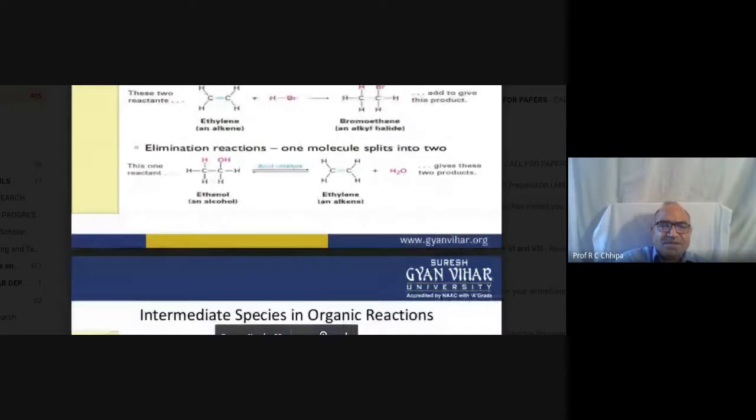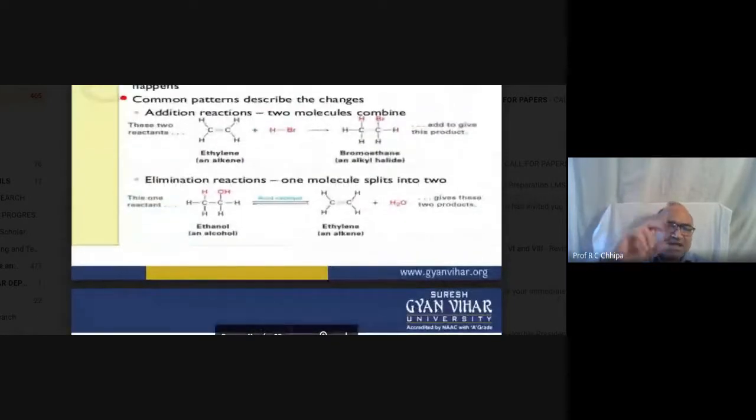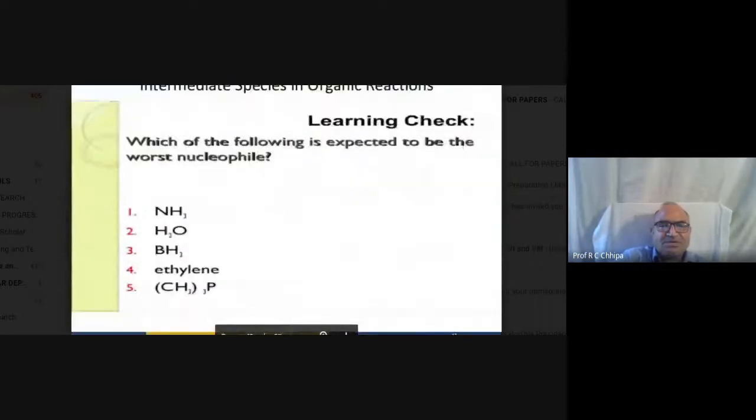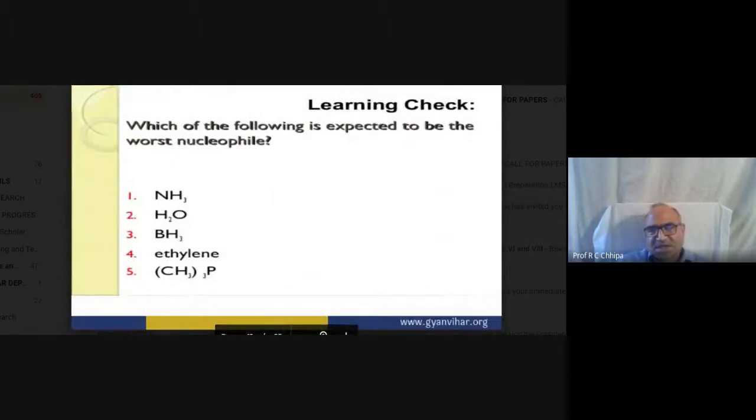So there may be addition and then elimination reactions. We have to check one question, and that is the learning check. Which of the following is expected to be the worst nucleophile? NH3, H2O, BH3, electro... nucleophile, nucleus-loving species, and these are the specific compounds. And which one will be the worst electrophile?